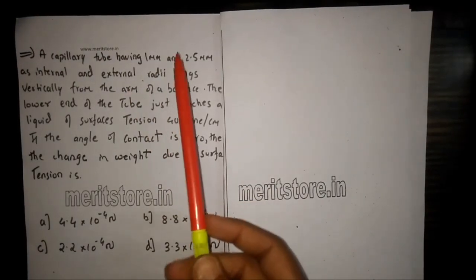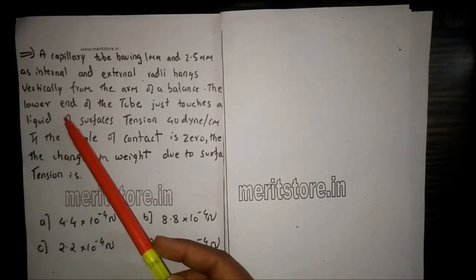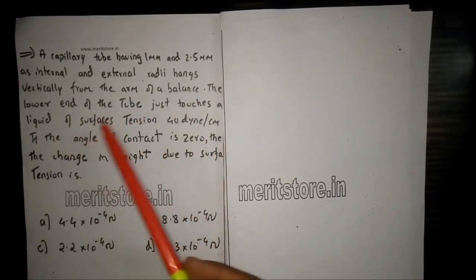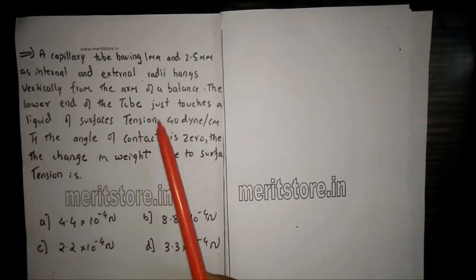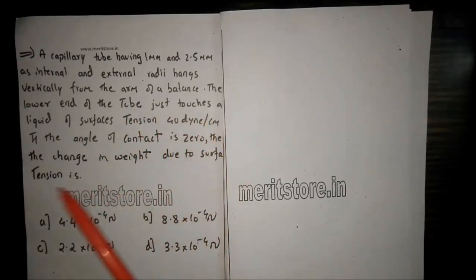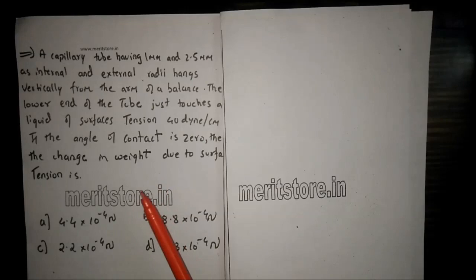A capillary tube having 1 millimeter and 2.5 millimeter as internal and external radii hangs vertically from the arm of a balance. The lower end of the tube just touches a liquid of surface tension 40 dyne per centimeter. If the angle of contact is 0, the change in weight due to the surface tension is, here are the options.